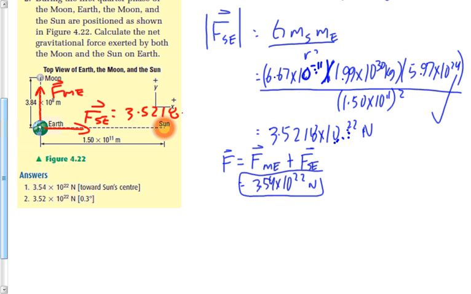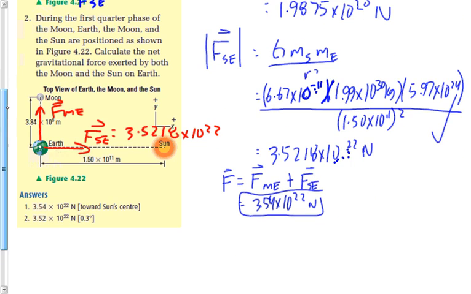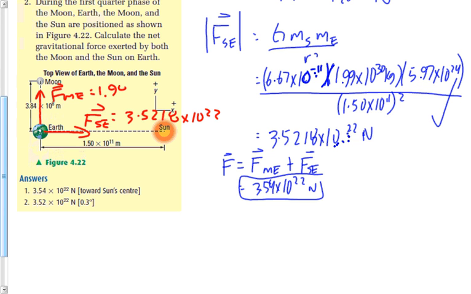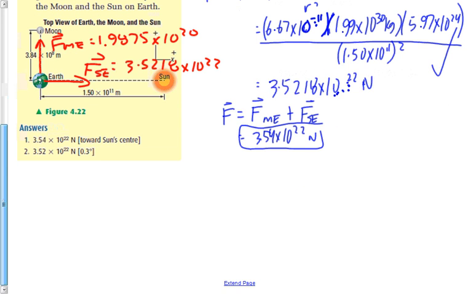This one's going to be 3.5218 times 10 to the 22 newtons. And this one is going to be 1.9875 times 10 to the 20 newtons. Now we want to find the sum of those, so we've got to add them up like this. FSE, which is 3.52, and FME, which is 1.98.